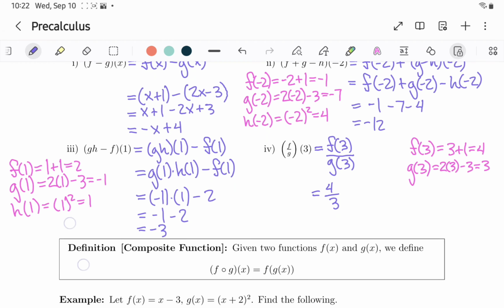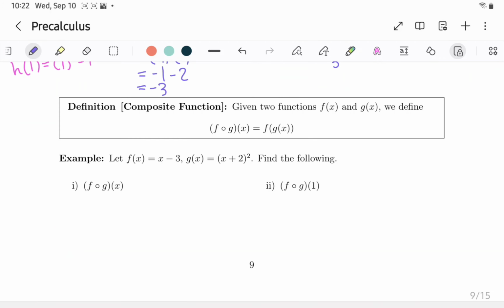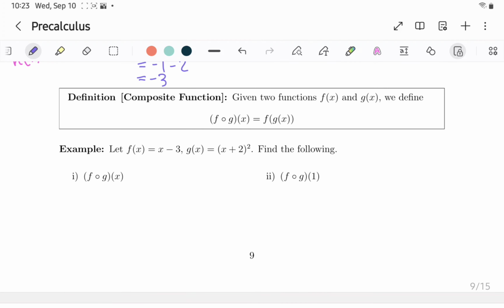All right, now let's talk about composite functions. So given two functions f of x and g of x, we defined the composite f of g of x to be just equal to f with g of x inside of it. And so let's get into our examples here.